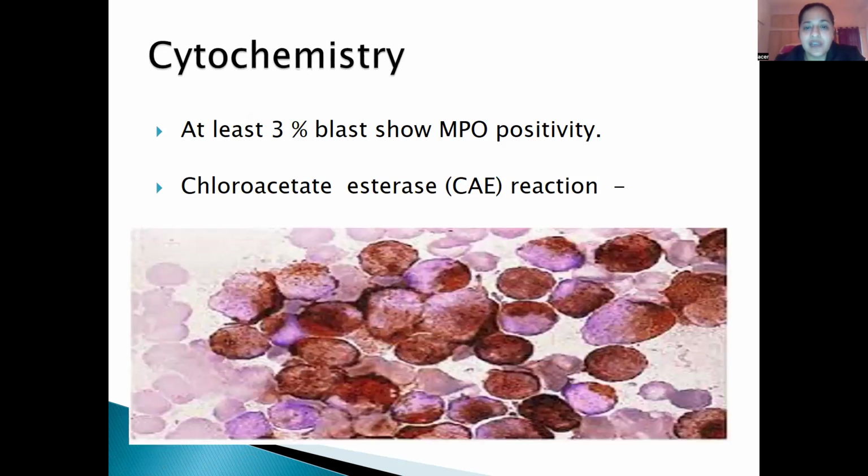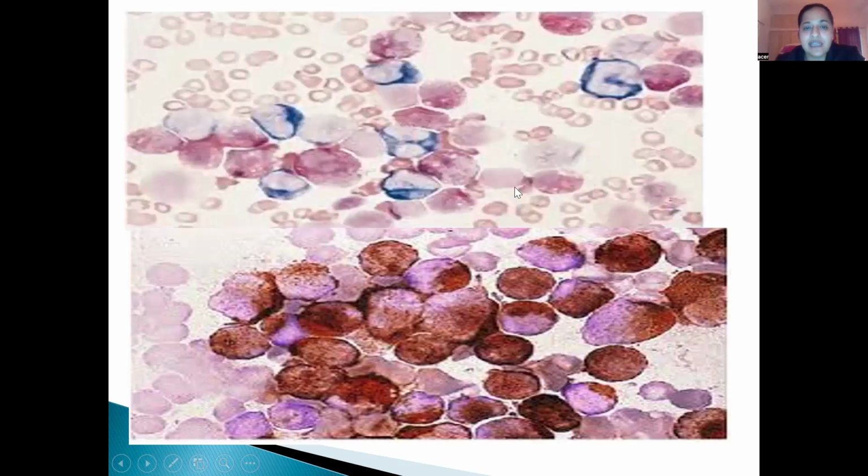As you can appreciate here, the brown color indicates positivity. So 3% of blasts show MPO positivity and the CAE reaction is positive. This is the CAE reaction and this is the MPO reaction.